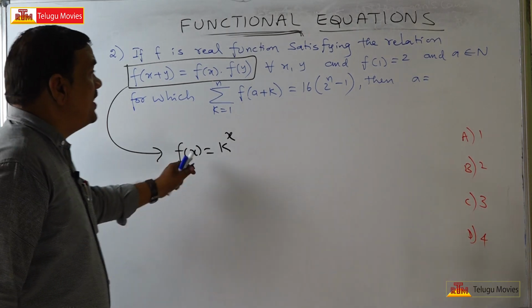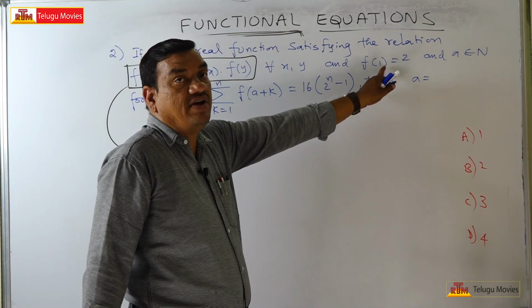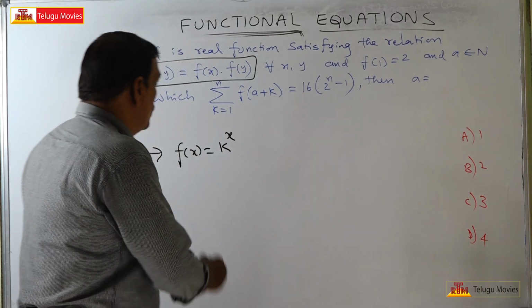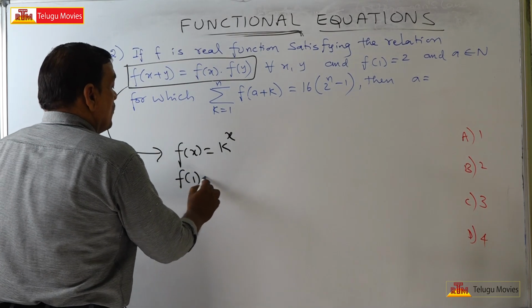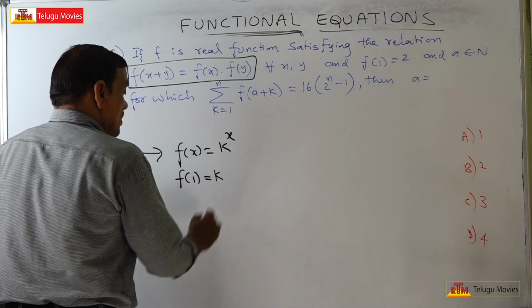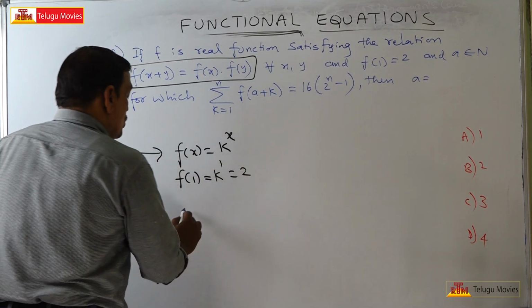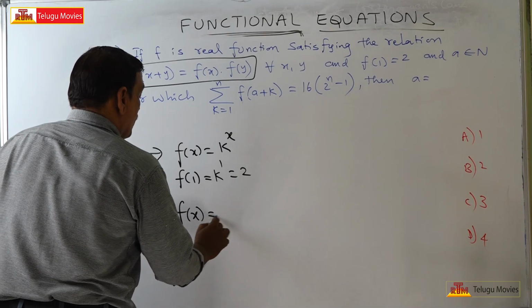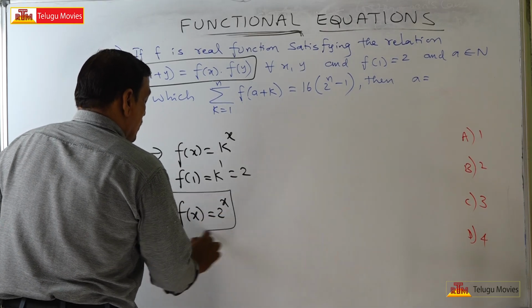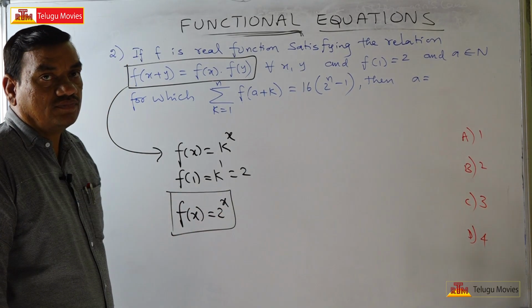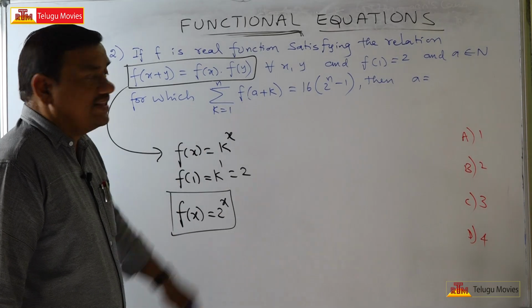Okay. So to find this k value, it is given f of 1 is equal to 2. So f of 1 is equal to k power 1, that is given 2. Therefore, k is equal to 2. So what is our function? f of x is equal to 2 power x, that is given. Understand this? Now take this condition.